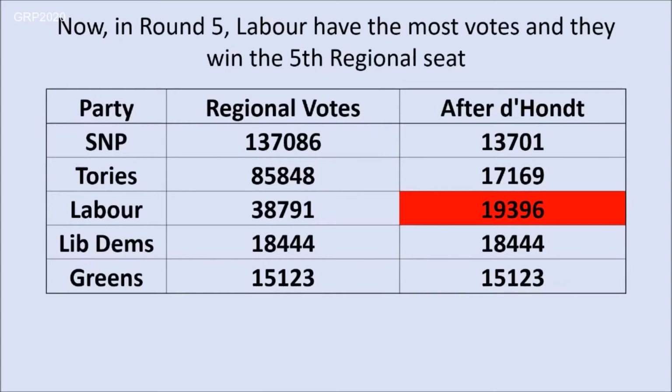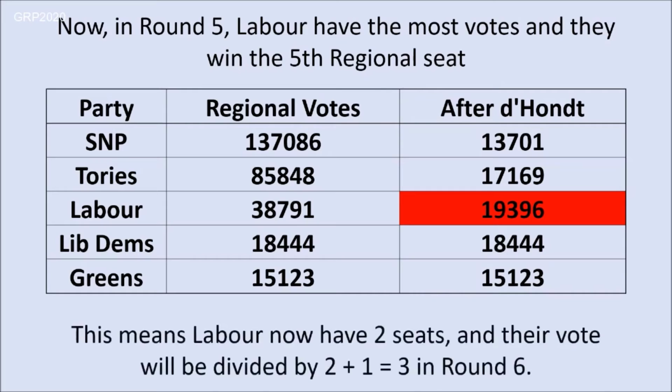Now, in round 5, Labour have the most votes, and they win the 5th regional seat. This means Labour now have 2 seats, and their vote will be divided by 2 plus 1, making 3 in round 6.